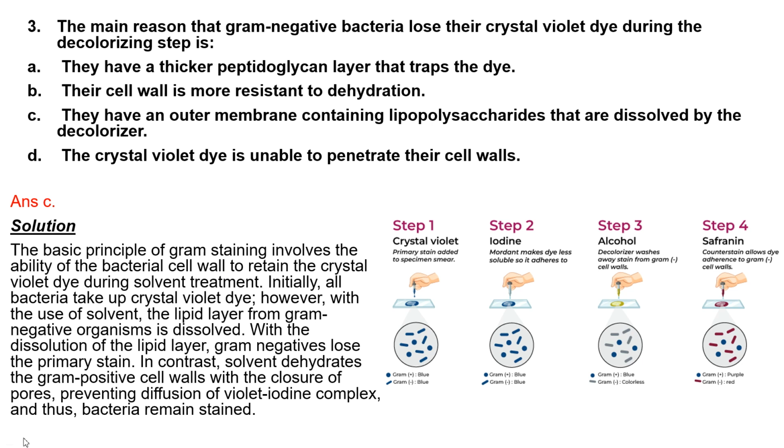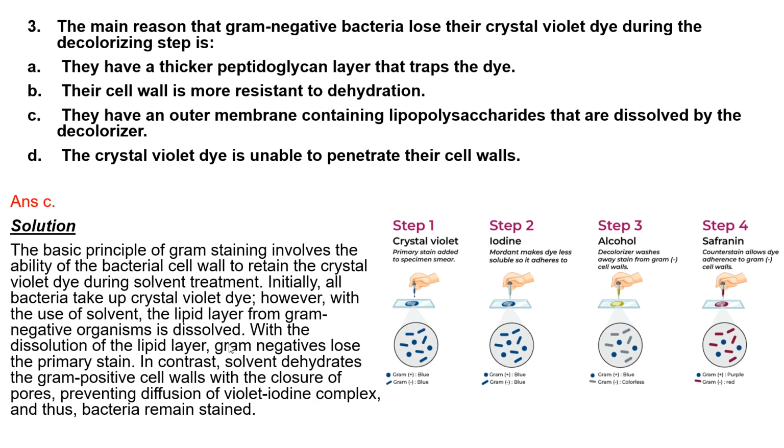So the basic principle of gram staining involves the ability of the bacterial cell wall to retain the crystal violet dye during solvent treatment. Initially, all the bacteria take up crystal violet dye, right? As someone was mentioning, we first make a smear of the bacterial culture, and then we stain it with crystal violet. During this staining procedure, both gram-positive and gram-negative bacteria will take up the crystal violet dye. However, with the use of solvent, the lipid layer from the gram-negative organisms is dissolved. With the dissolution of the lipid layer, the gram-negative loses the primary stain.